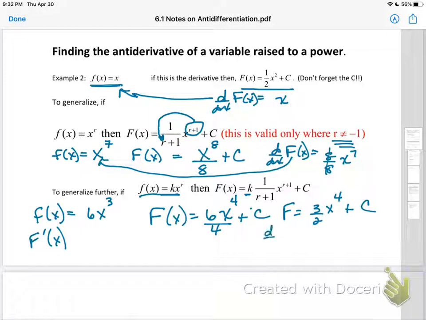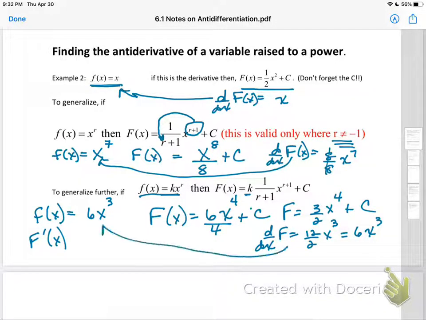So when we check it, take the derivative with respect to x of f, and we're going to get, the 4 comes down, so I'm going to get 12 over 2 x to the 3rd. The derivative of a constant is 0. That's done. Doesn't that equal 6 times x to the 3rd? And aren't we all set? Okay? So ready to go on another page.